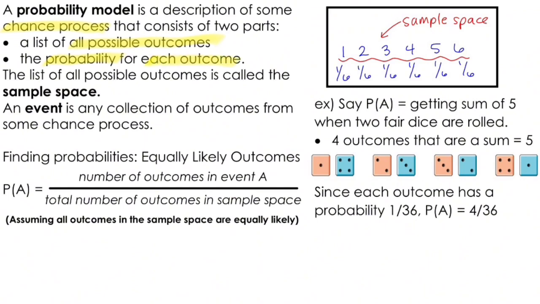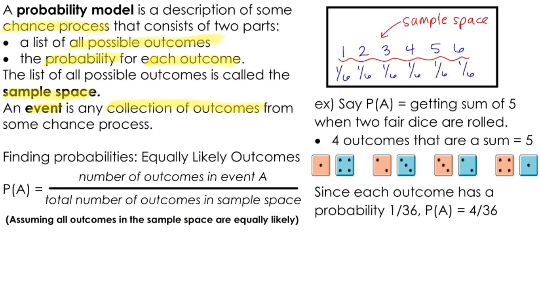The list of all possible outcomes is called the sample space. Right off to the side, you can see a little example of this based on rolling a six-sided die. Here we have the numbers 1 through 6 because that represents the sample space of all the possible outcomes of rolling a six-sided die. And then right below that, we have an event. An event is any collection of outcomes from some chance process. The events of rolling a six-sided die all have an equal probability of 1/6 of occurring, because you can only roll the number 1 once, the number 2 once, and so on.